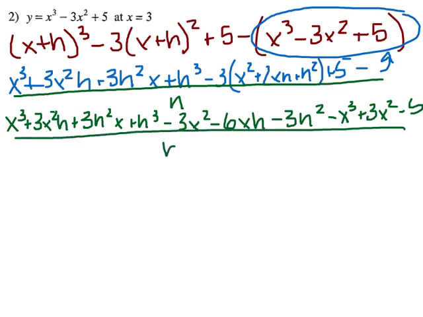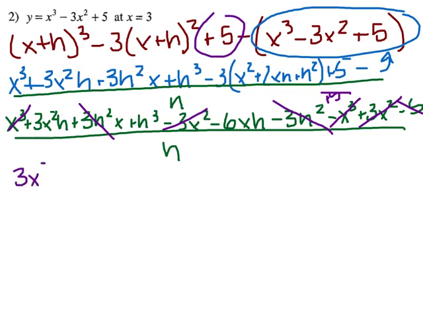All over h. So beautiful. So let's cancel some stuff out. X cubed, negative x cubed. Negative 3x squared, 3x squared. We should have a positive 5 in here somewhere. I dropped it out. That should be right here. There should be a positive 5 there. Sorry. Positive 5 and negative 5 cancel out. 3h squared and negative 3h squared cancel out. Looks like that's all that cancels out.